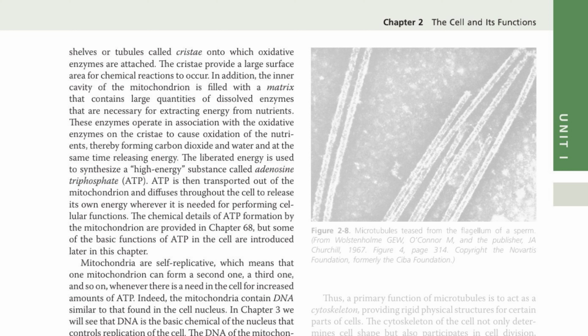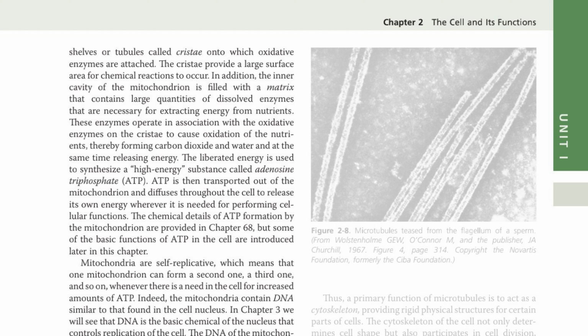These enzymes operate in association with the oxidative enzymes on the cristae to cause oxidation of the nutrients, thereby forming carbon dioxide and water and at the same time releasing energy. The liberated energy is used to synthesize a high-energy substance called adenosine triphosphate, ATP. ATP is then transported out of the mitochondrion and diffuses throughout the cell to release its own energy wherever it is needed for performing cellular functions.